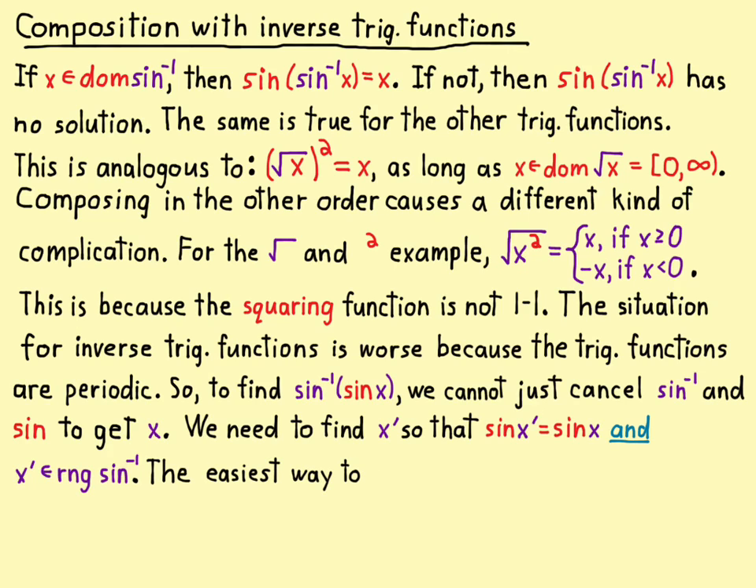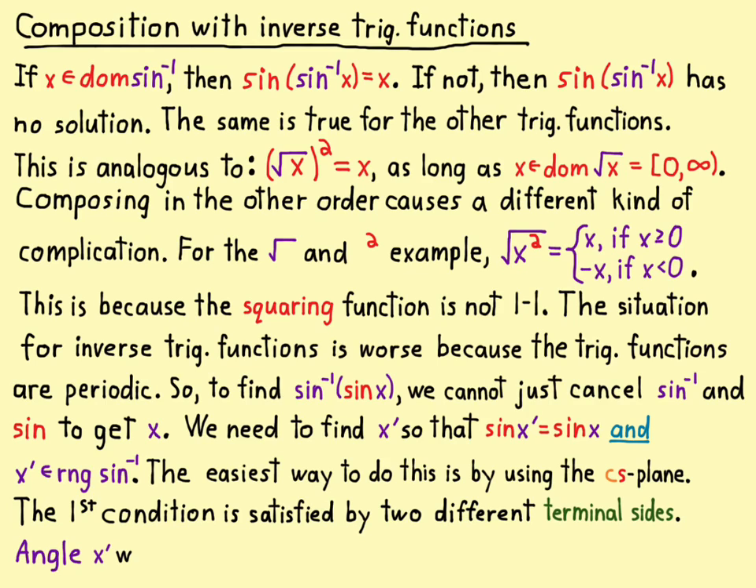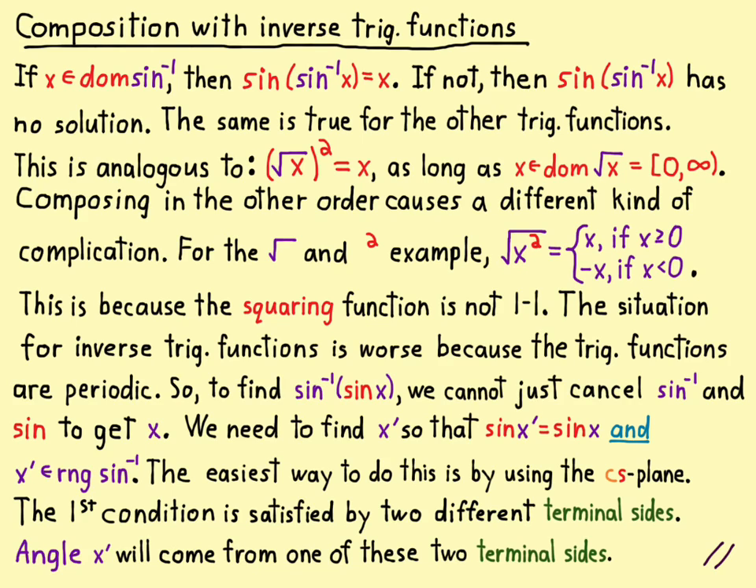And of course, I'll do an example. The easiest way to do this is by using the CAST plane, which means you're basically using triangles most of the time. The first condition is satisfied by two different terminal sides. Angle x prime will come from one of these two terminal sides. So we have to see how this works in order to make any sense out of this.